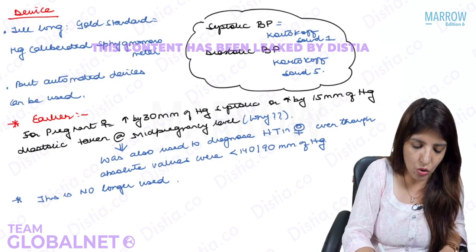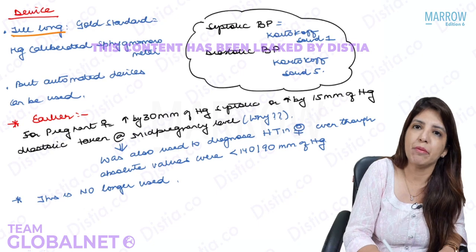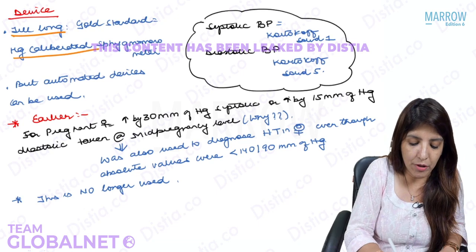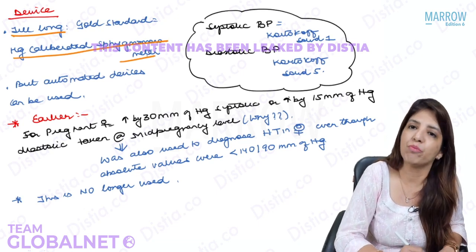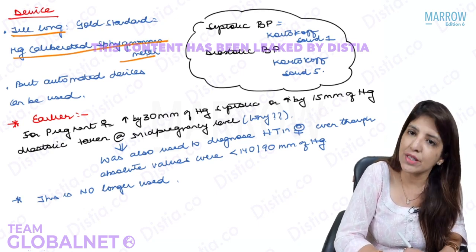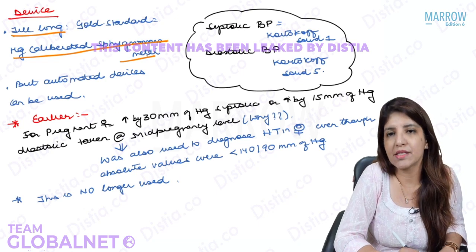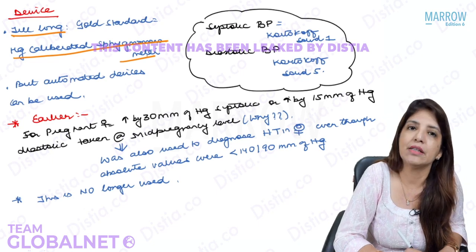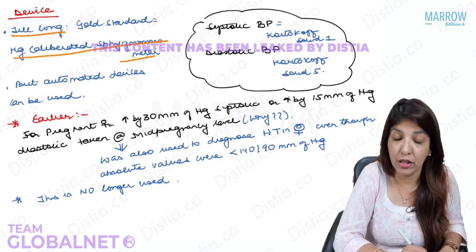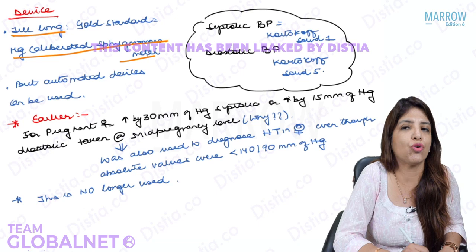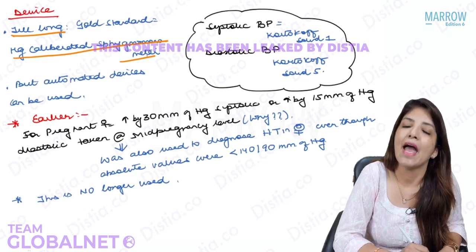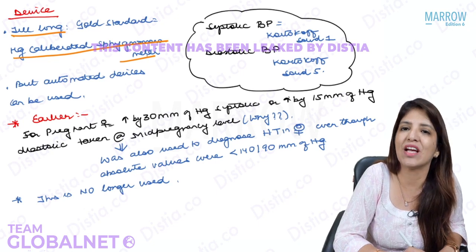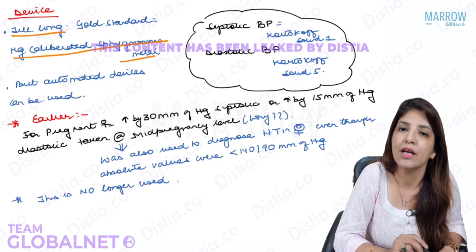So what is the gold standard method for measuring the BP? The gold standard method till now, the device was that a mercury calibrated sphygmomanometer should be used for measuring the BP. But recently, even the automated devices have been approved for measuring BP. And for measuring BP, the standard thing in a pregnant female is that systolic BP should correspond to Korotkoff sound 1 and diastolic BP should correspond to Korotkoff sound 5, that is the disappearance of the sounds.